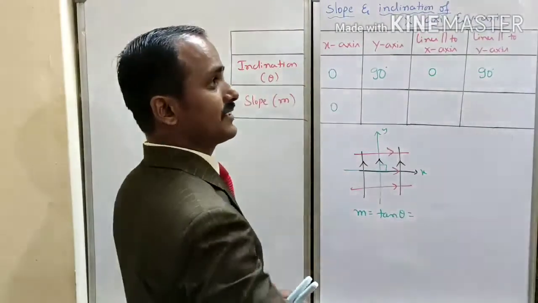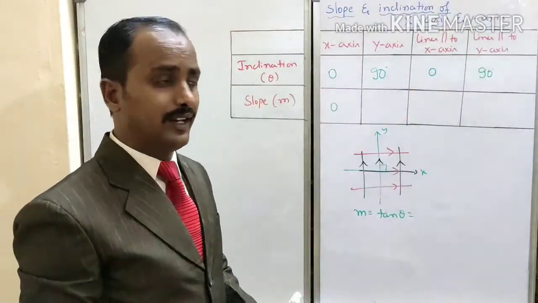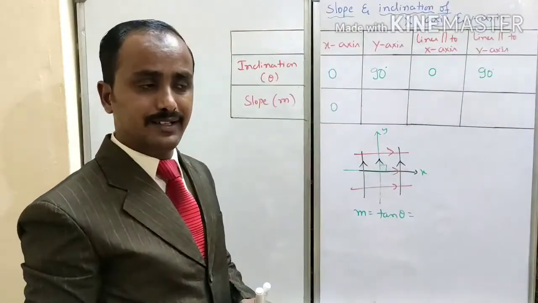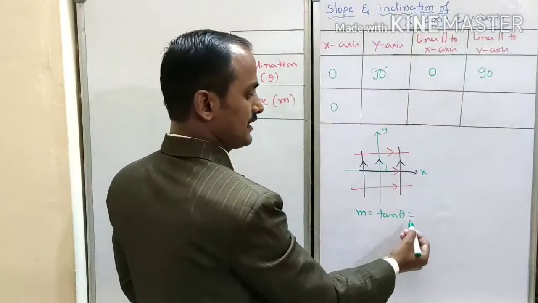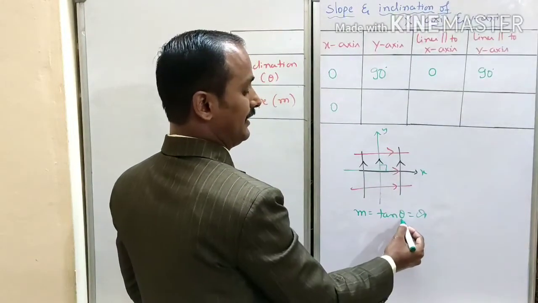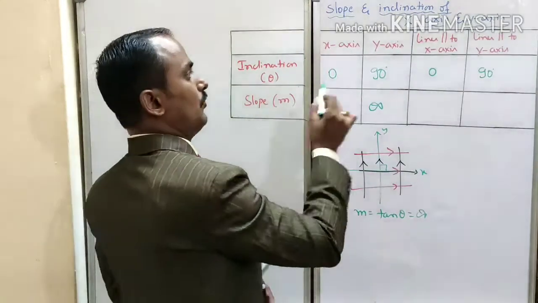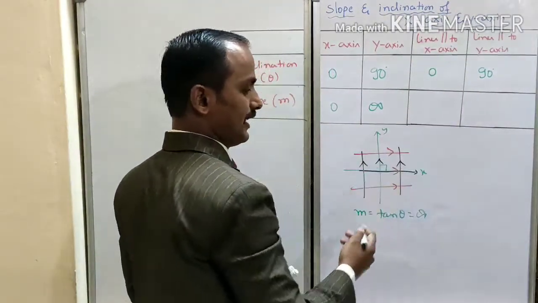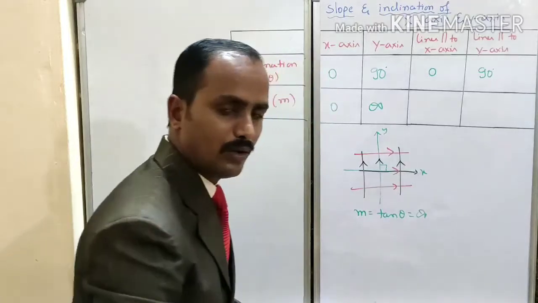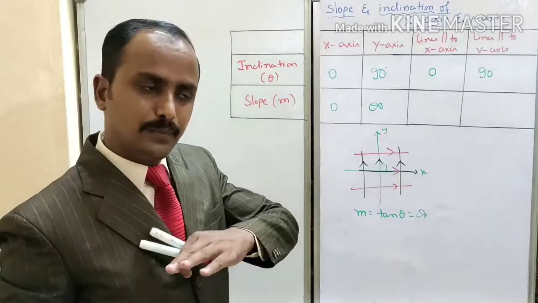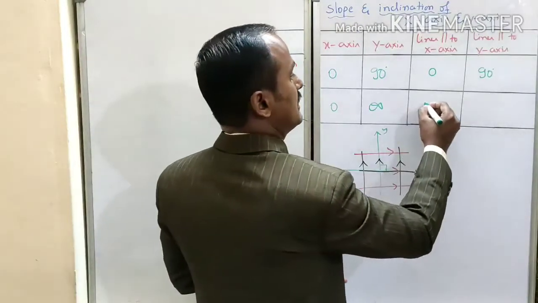See, the y-axis, for example, a wall. Is it possible to walk on the wall easily? No. The slope is infinite. The tan 90 is infinite. Then the slope of lines parallel to the x-axis. I told already, the slope of ground is 0, is it? So the lines parallel to the x-axis also have slope 0.